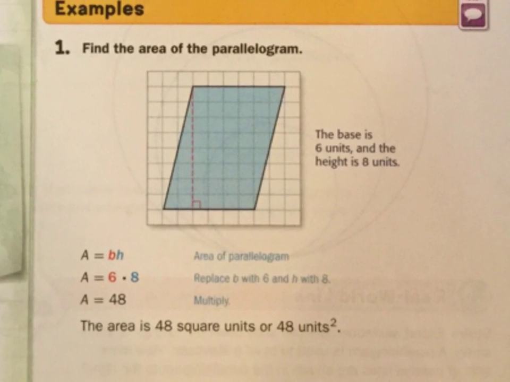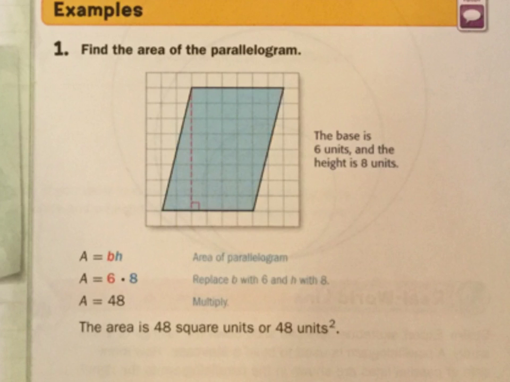Example number 1. On this one, this is my base. My height is right here, from this to this, and it forms a right angle, so that's my height. There's my base. I count the units. The units for the base is 6. Units all the way for the height is 8. 6 times 8 is 48. So my area is 48 units squared.